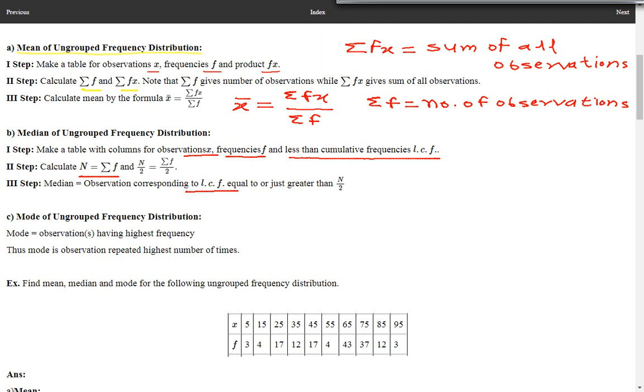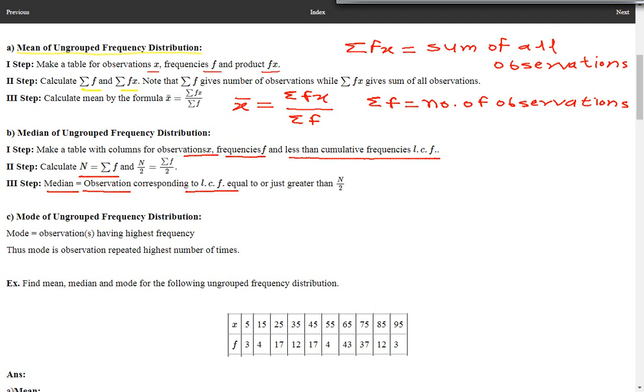So median is that observation which corresponds to LCF equal to or just greater than n by 2. It will be clear when we will go through the example. For the time being, if you don't get third step, it is okay. It will be clear when we will cover the example. Just remember that median is that observation which corresponds to LCF equal to or just greater than n by 2.